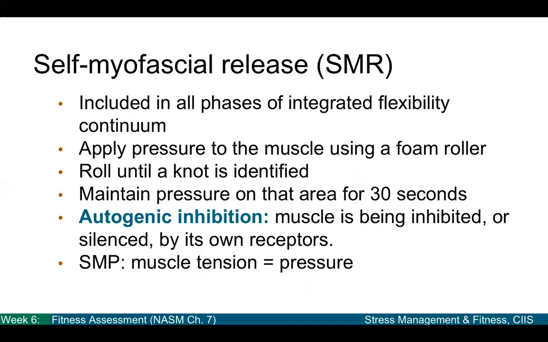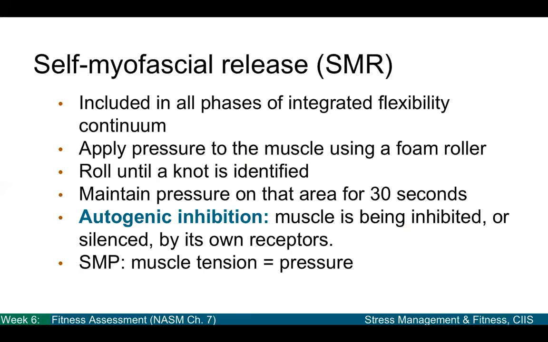So like I said, SMR is included in all phases of the integrated flexibility continuum. And basically what you're doing is you're applying pressure to the muscle using a foam roller. And what happens is you want to roll until a knot is identified. And once you identify this knot, which is a little harder than the rest of your soft tissues, you want to maintain the pressure at that area for 30 seconds. It might be slightly painful, slightly uncomfortable, but you want to do that for 30 seconds. And what does that result in? That results in autogenic inhibition.